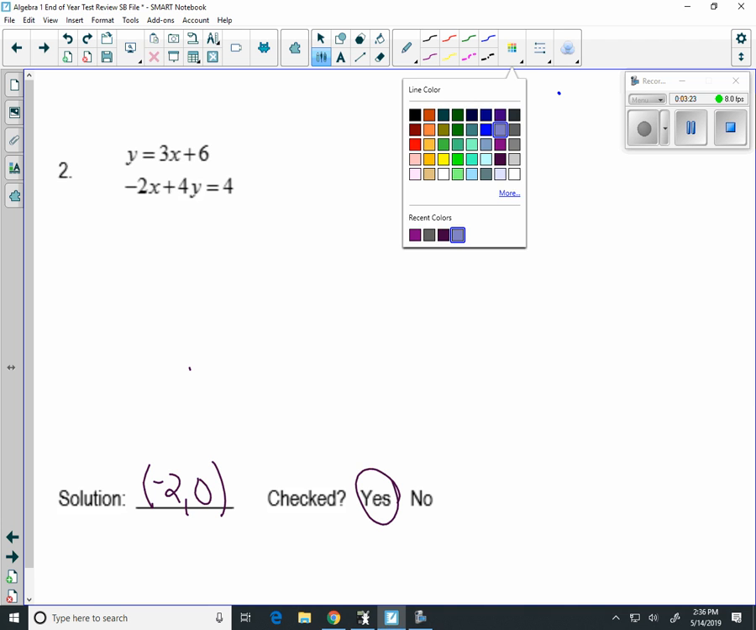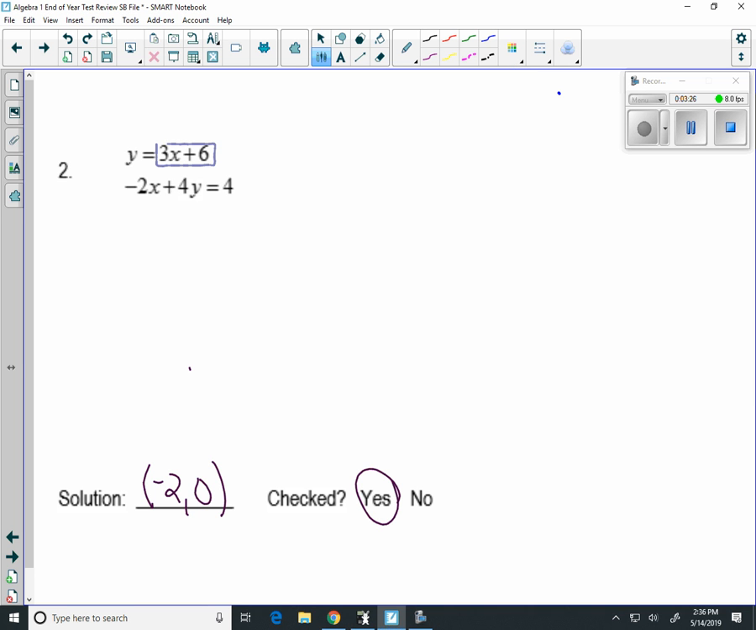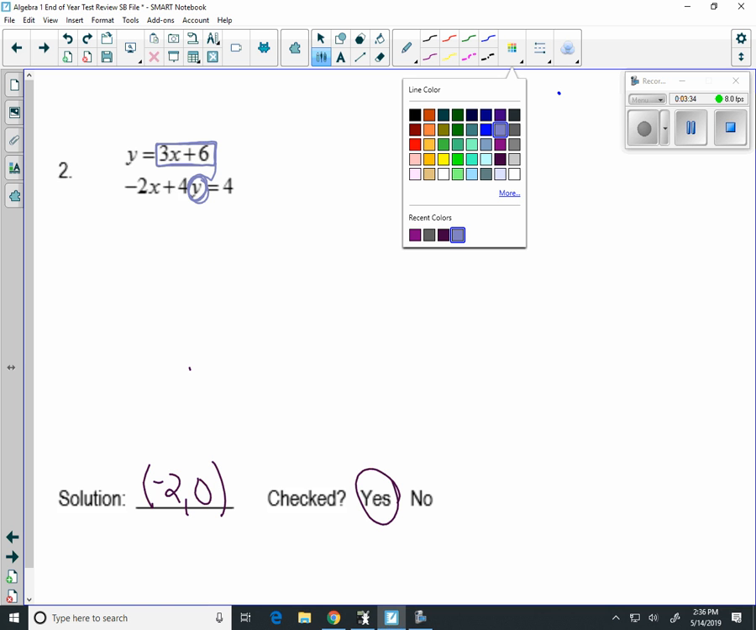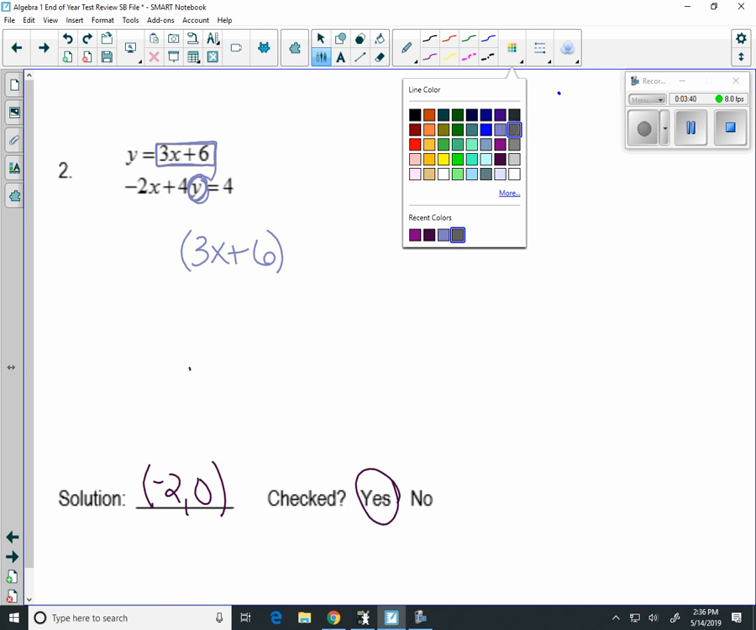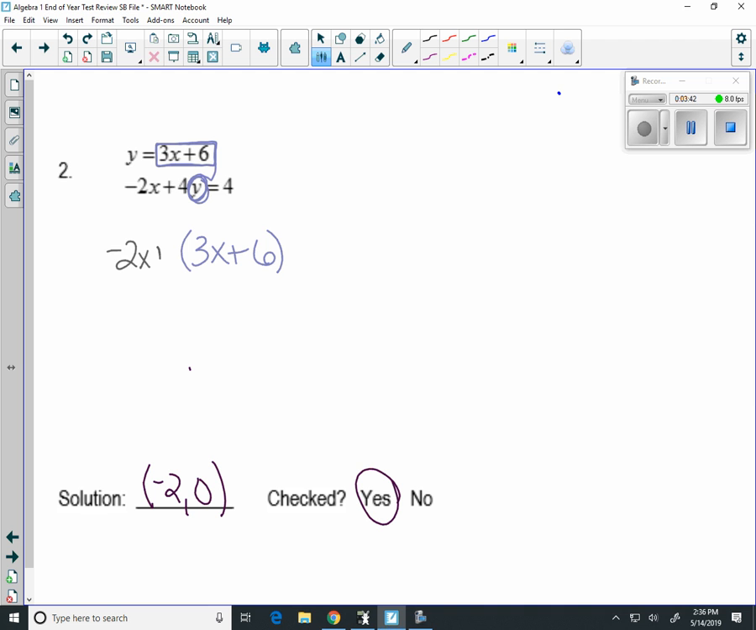So here, y all by itself up here in this equation, I'm going to substitute this. 3x plus 6 is going to go in for y. The rest of that equation is not going to change. So I have negative 2x plus 4 times our y is equal to 4. Now I can roll with the algebra. I have all the x's in this equation. The negative 2x is going to hang out. I'm going to distribute the 4. 4 times 3x is 12 x's. 4 times 6 is 24.